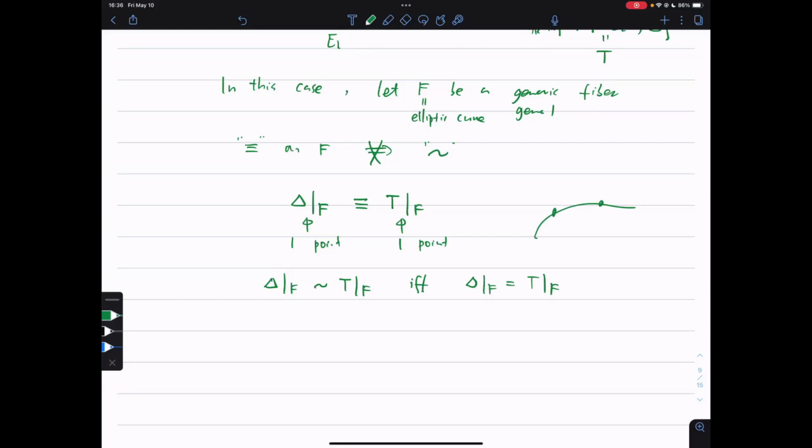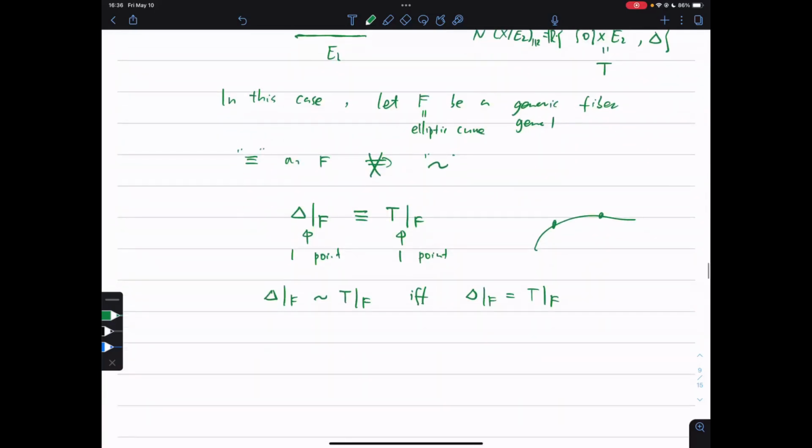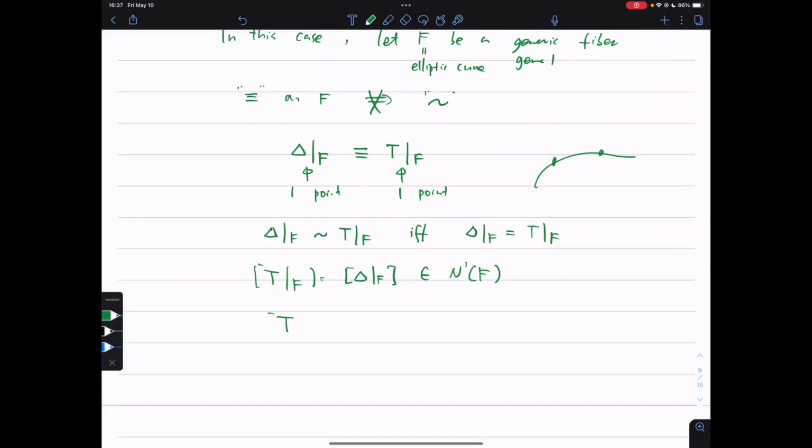But why does this cause trouble? The trouble is that the two divisors, T and delta, look the same on the generic fiber, or they are the same element in the movable cone, or Néron-Severi group, of the generic fiber. But they are indeed quite different. They are not the same for the total space, even modulo the vertical divisor.